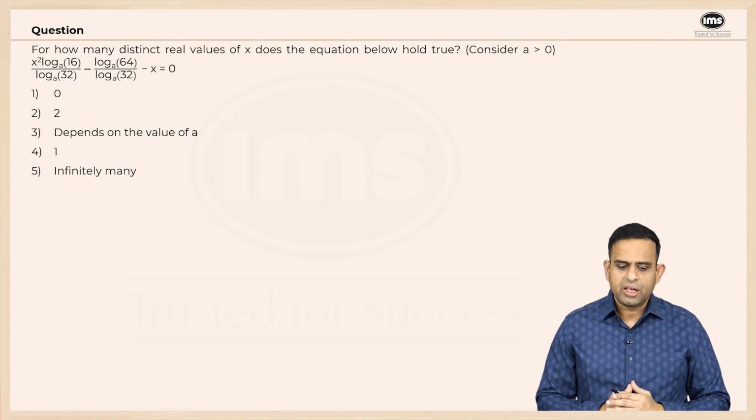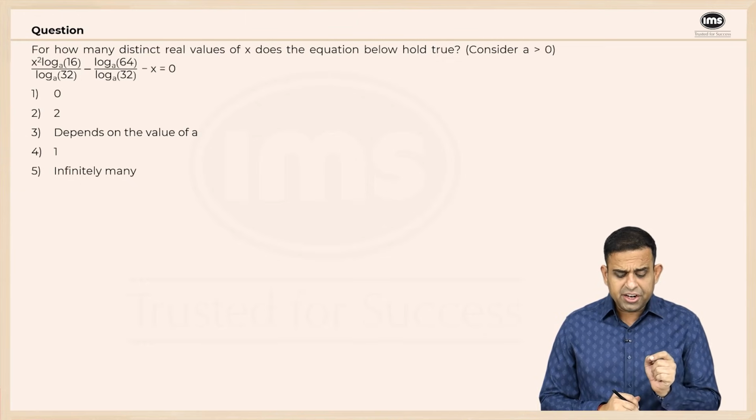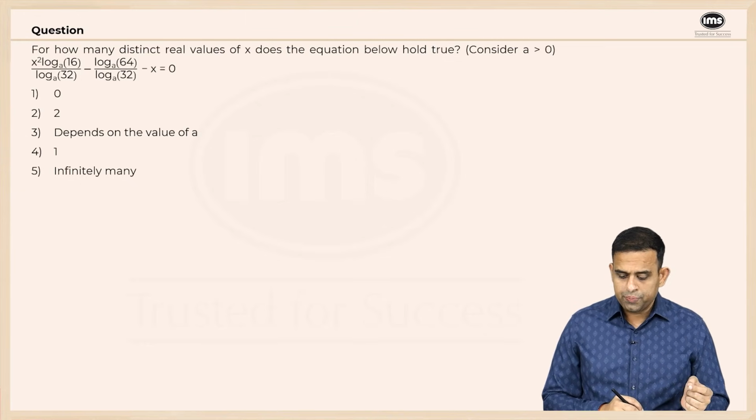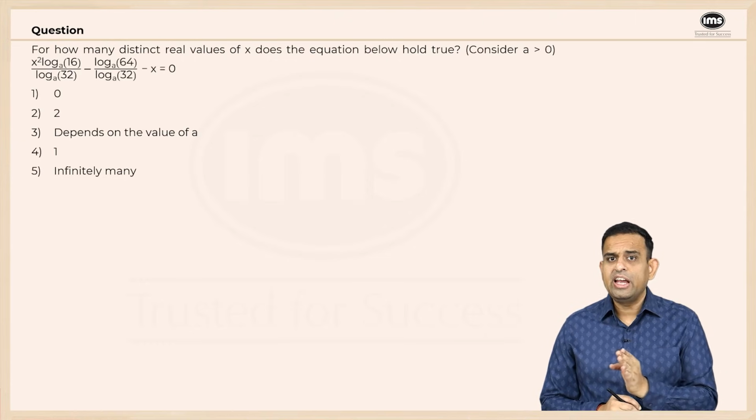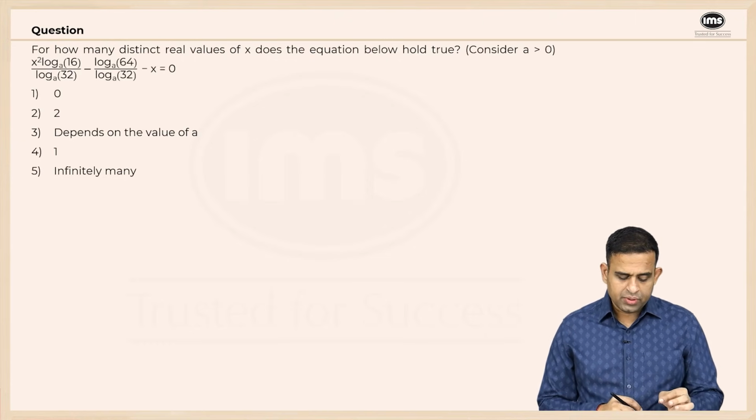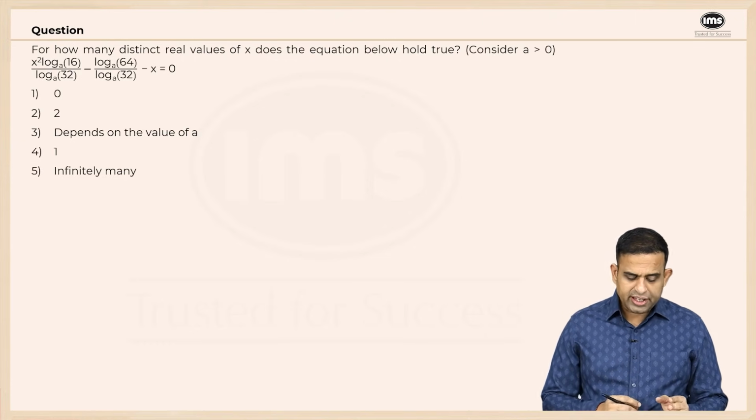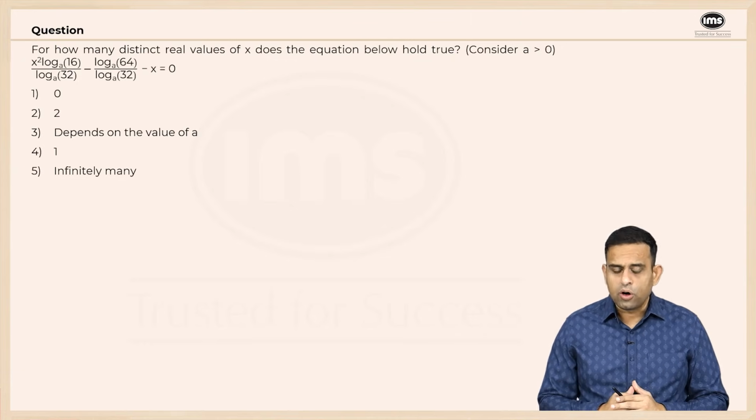In the next sum, they have given, for how many distinct real values of x does the equation below hold true? And what they have told you is, take a to be, let's say, more than 0. Now understand, in this particular case, a has been given as a base of a log.